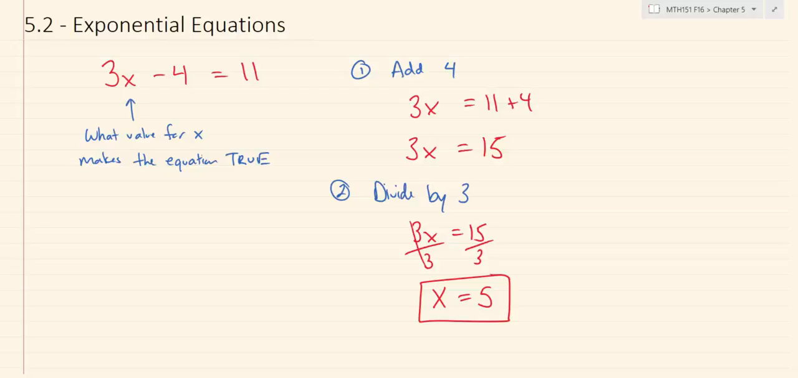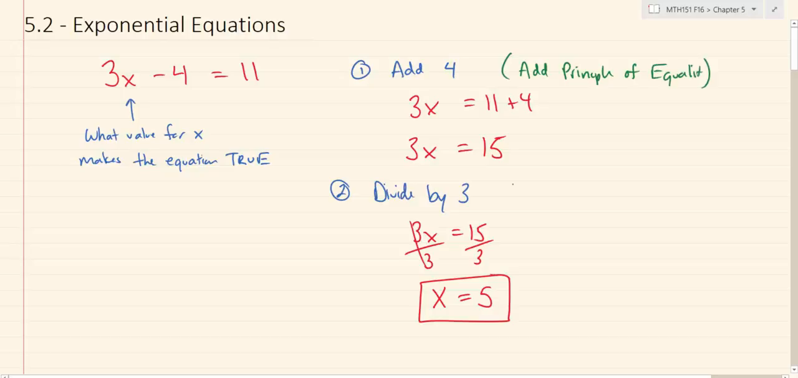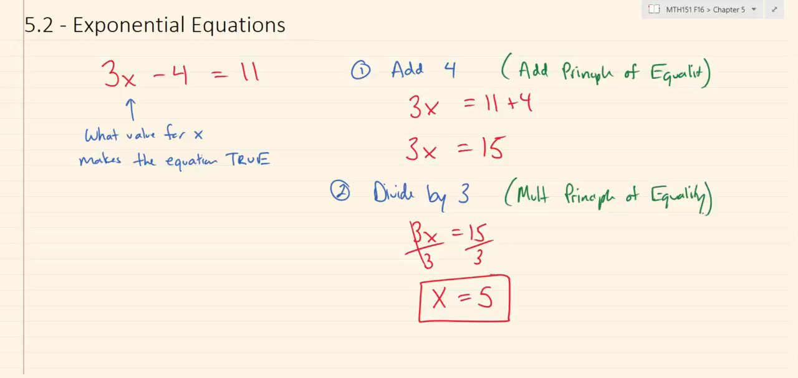When you added 4 to both sides, you employed something called the addition principle of equality. And when you divided both sides by 3, you employed something called the multiplication principle of equality. The addition principle of equality says you can add the same thing to both sides of an equation and everybody's cool. The multiplication principle of equality says you can multiply or divide both sides by the same number and everything's cool as long as that number's not 0.